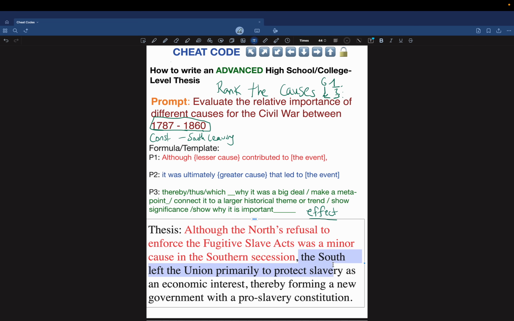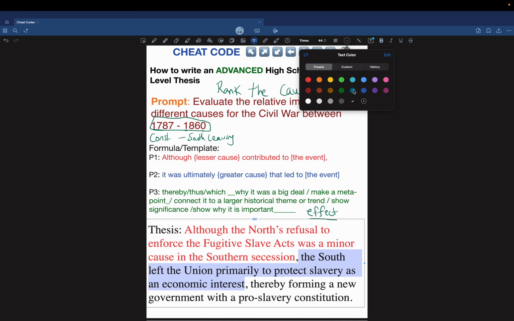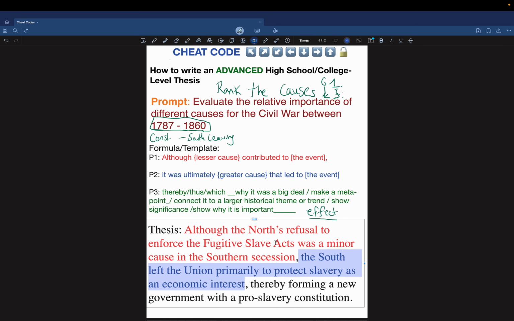Second part, part 2: the South left the Union primarily to protect slavery as an economic interest. So it's not just a matter of upholding laws. We know history is going to come in political forces, economic forces, social, intellectual, moral, technological. There's all types of factors. So I said not only did they protect slavery, but it was for economic reasons, thus ranking the cause as it asked. So I'm saying the economy was the number one issue. Thereby forming a new government with a pro-slavery constitution.